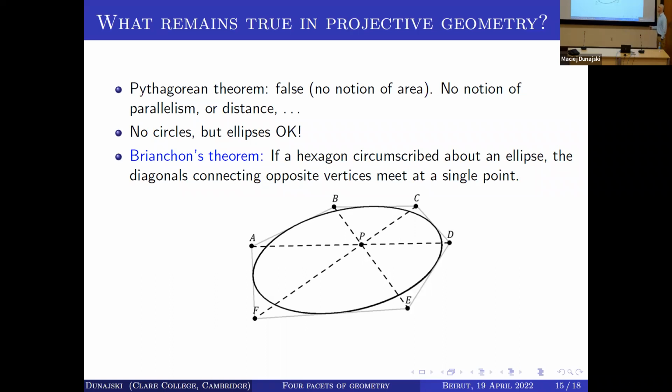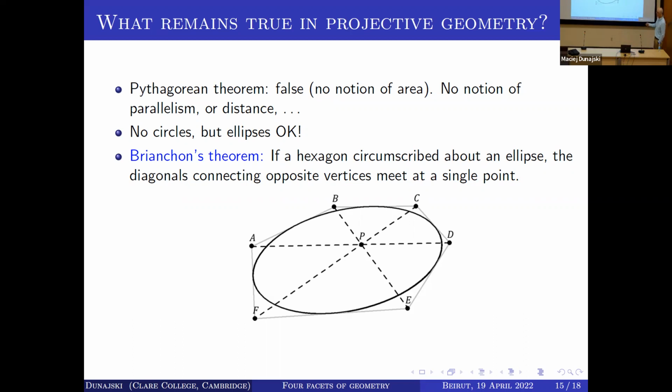It's called Brianchon's theorem, and it says the following. If you take a hexagon, so not a regular hexagon, any hexagon with six sides, six vertices, and you circumscribe it about an ellipse, and then you connect the opposite vertices, then whatever the hexagon is, as long as it's circumscribed about the ellipse, these lines intersect at a point.